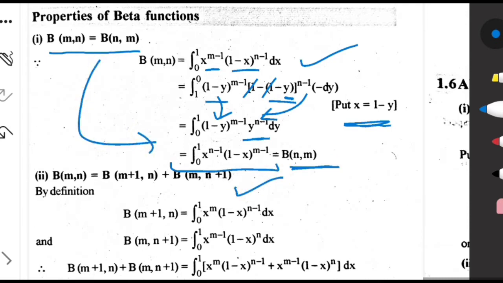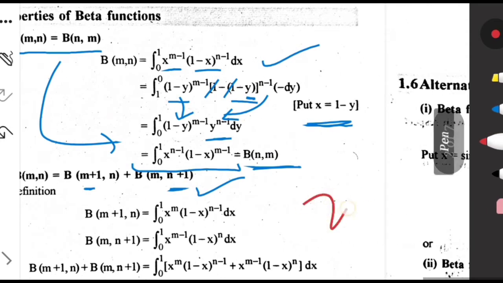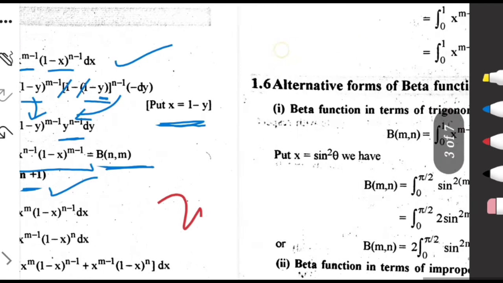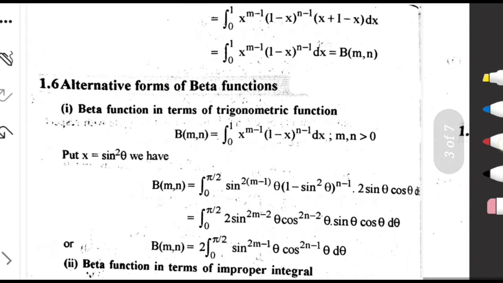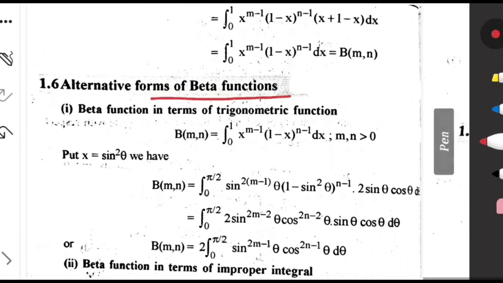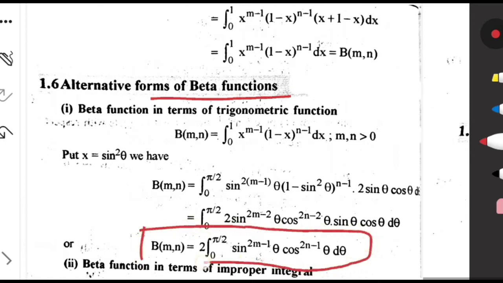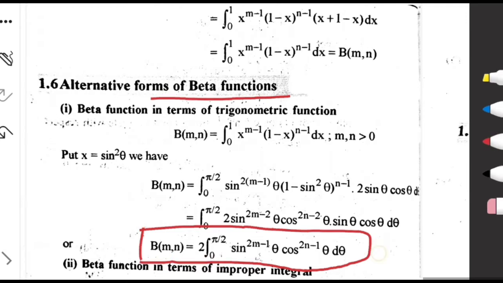Second property is B(m,n) equals B(m+1,n) plus B(m,n+1). One time you have to add 1 in m, and the second time you have to add 1 in n. I'm skipping the proof part because our main focus is on the relationship. Next is the alternate form of beta function. It is very important actually. This form is very important if you want to write beta function in terms of trigonometric functions. So you can use this.